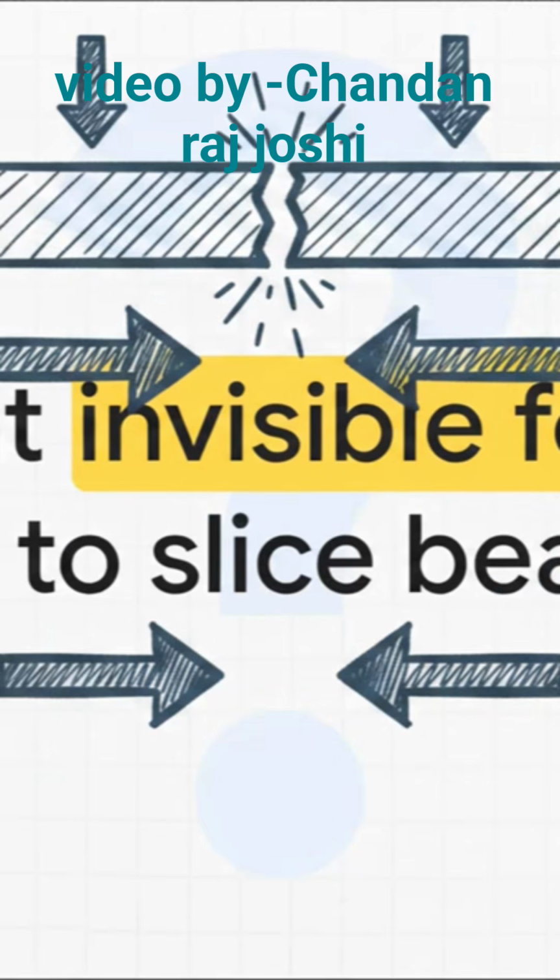Because here's the thing, beams don't just sit there peacefully. They are under constant, relentless attack from the weight they carry and the supports that hold them up. And honestly, one of the most destructive forces at play here is this unseen energy that's actively trying to slice the material right down the middle.